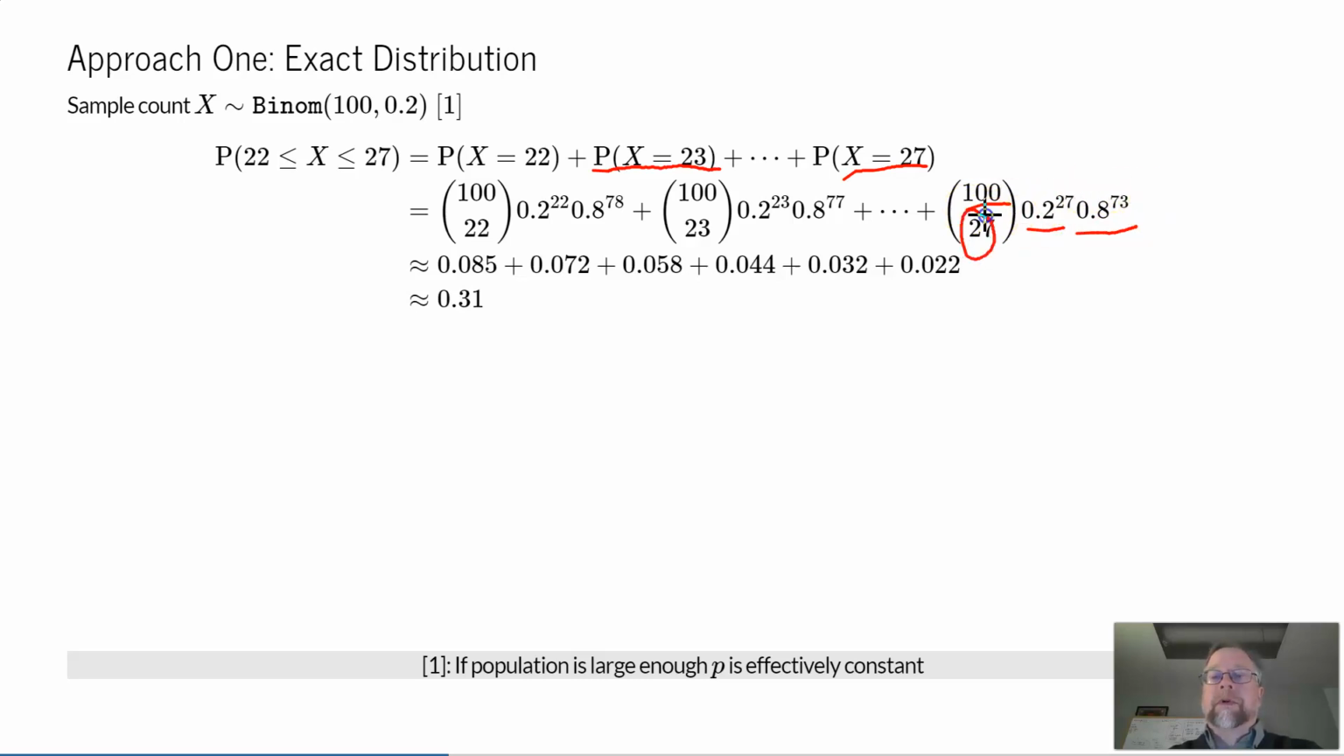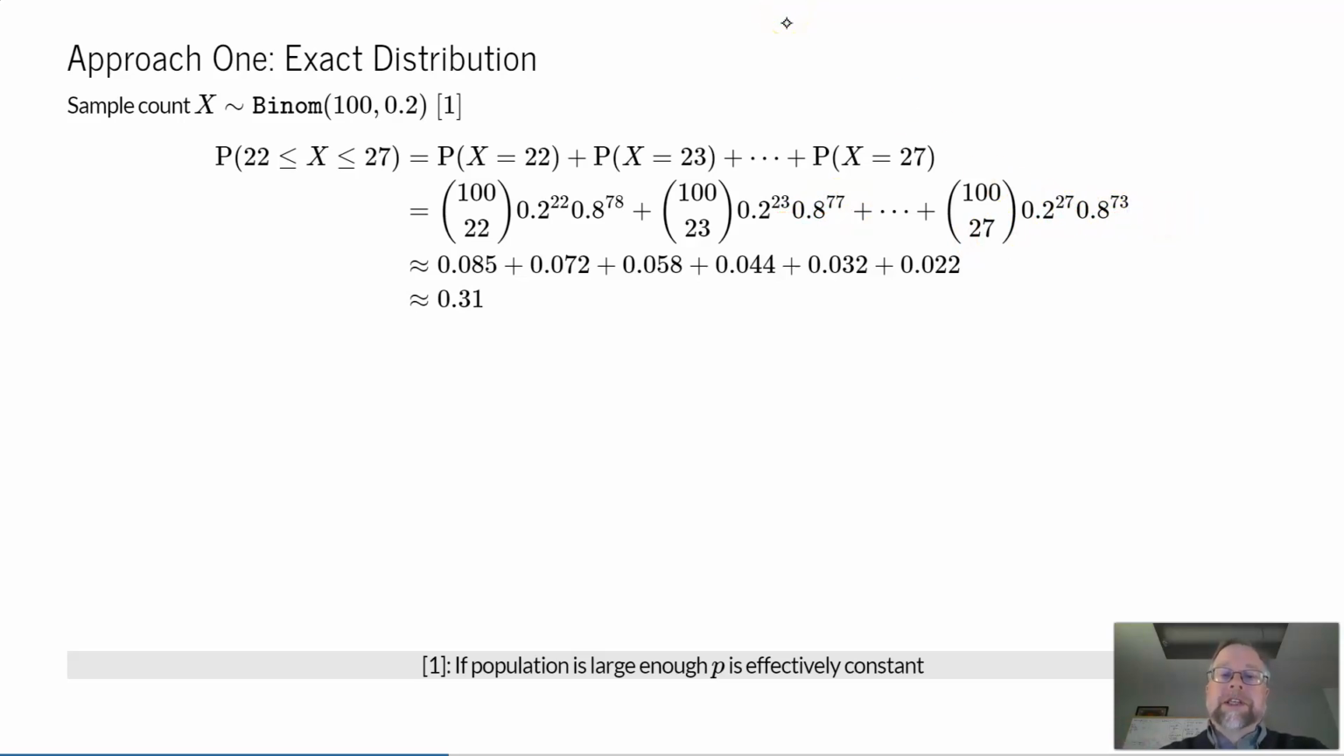Notice how all the little pieces fit together. Always 0.2, 0.8, 0.2, 0.8, 0.2, 0.8, always 100, and so on and so forth. These guys match, these guys match, these guys match. 22 and 78 is 100. 23 and 77 is 100. 27, 73 is 100.